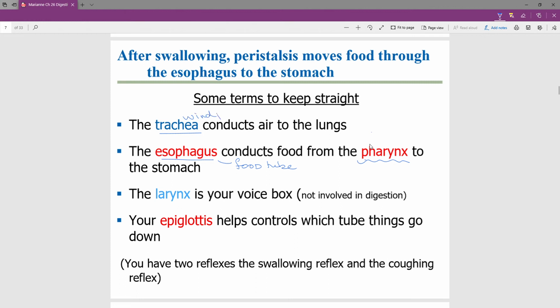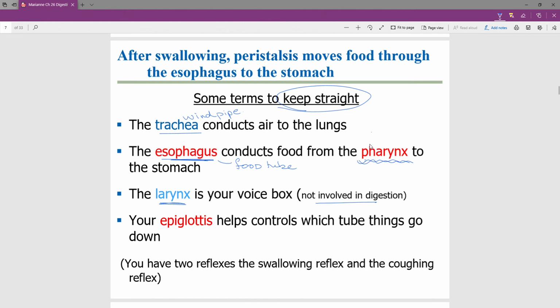I put these words all on one slide because it is important to keep them straight. The next system that we're going to talk about is the respiratory system. The trachea and the larynx are involved more in your respiratory system, and that's why I've put them in blue on this slide. It's just a lot of words that sound quite similar. Pharynx and esophagus are what we're talking about with your digestive system. Larynx is your voice box, obviously not involved in digestion.